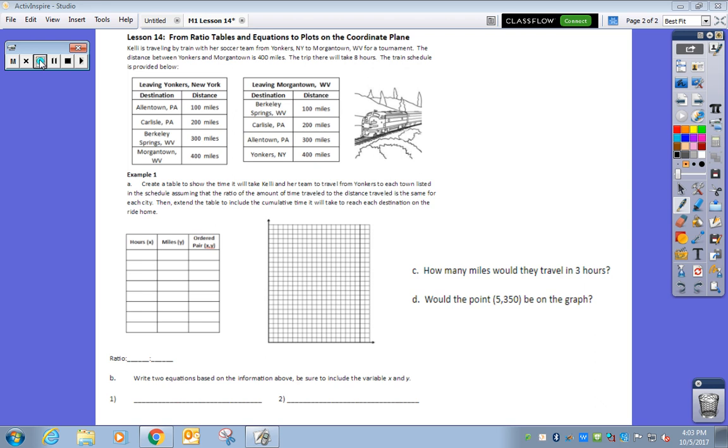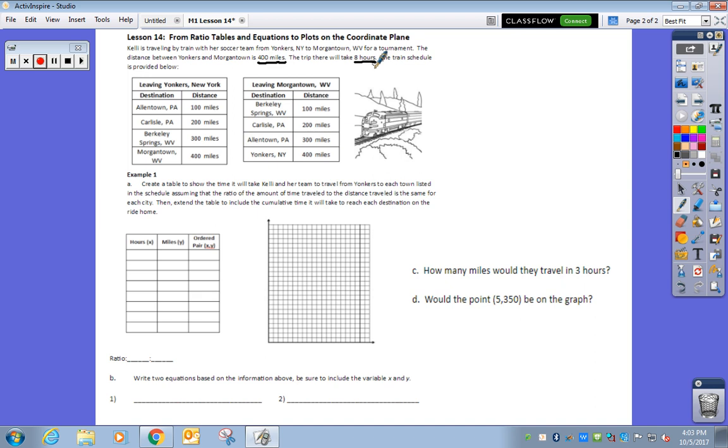Kelly is traveling by train with her soccer team from Yonkers, New York to Morgantown, West Virginia for a tournament. The distance between Yonkers and Morgantown is 400 miles. So here's a little bit of information here. We've got 400 miles, and if you notice in this first table here, to go from Yonkers to Morgantown, there's that 400 miles. The trip there will take 8 hours. The train schedule is provided below.